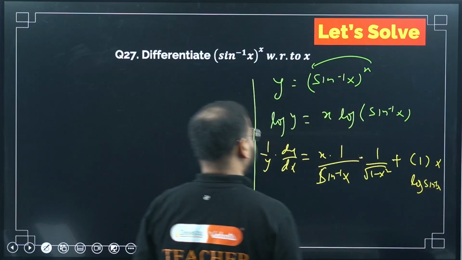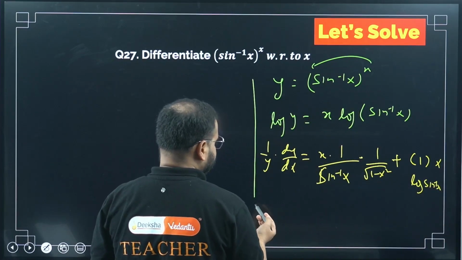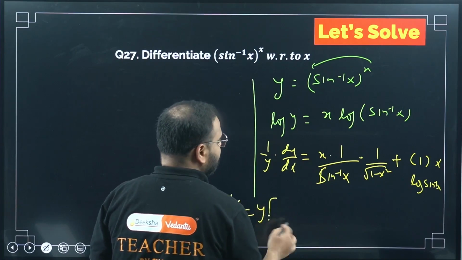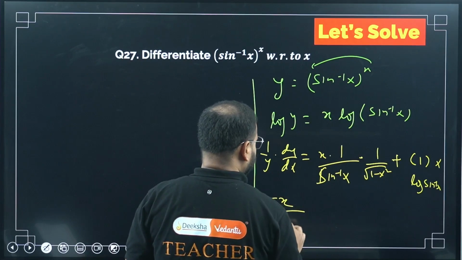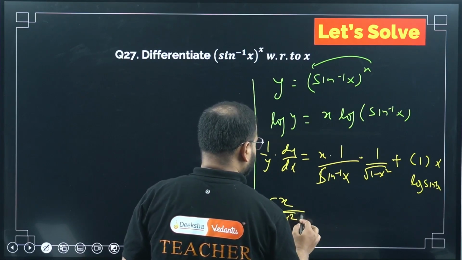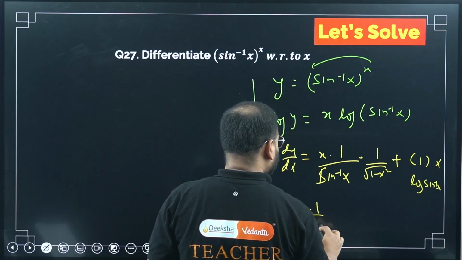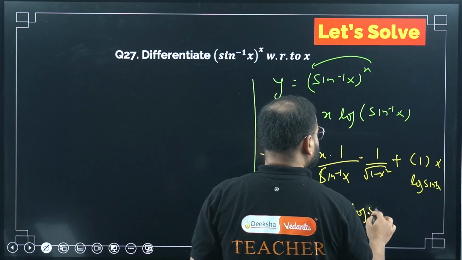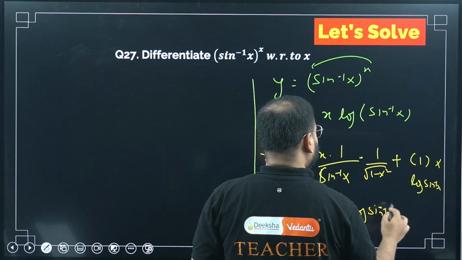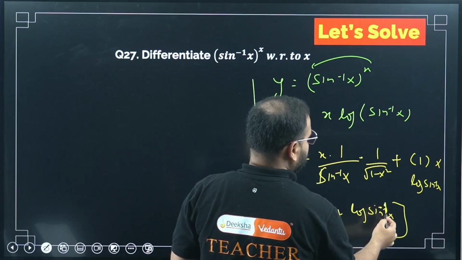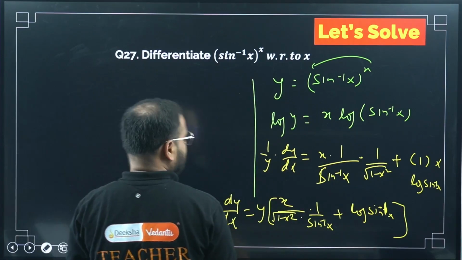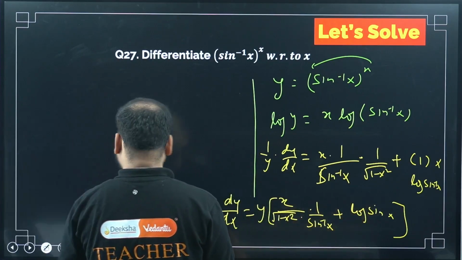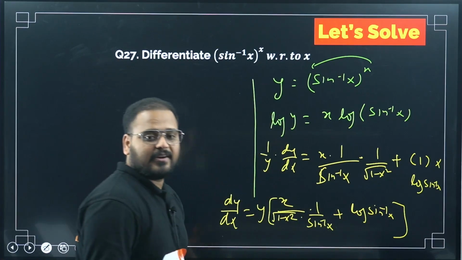What is my final answer? Please check. My final answer is dy by dx equals y multiplied with x upon root of 1 minus x square times sin inverse of x, plus log of sin inverse of x. Correct, right? Log of sin inverse of x.